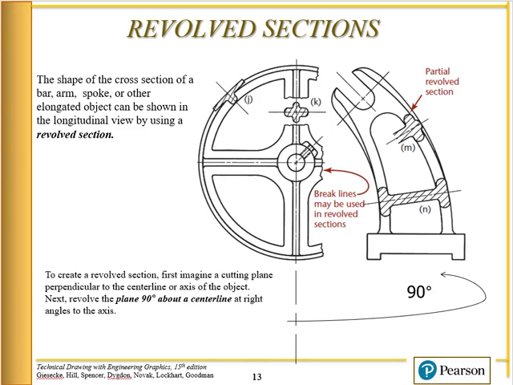Now this is a revolved section. In this case we're talking about a spoke of a wheel, and then we're also talking about the rim of this wheel as well. What we're doing here is we broke the spoke out and we rotated the section so we can define what the geometry of that section is. That is a revolved section.